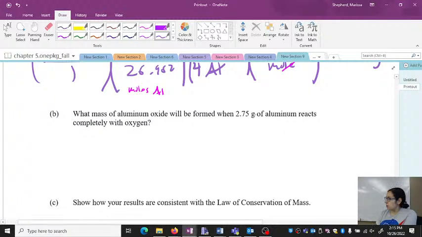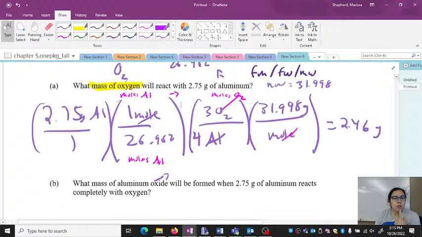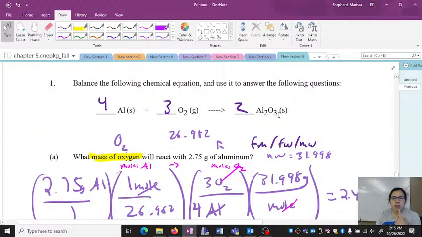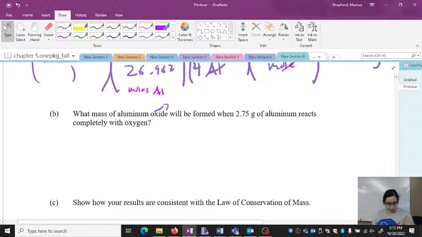Take a minute or two. We're starting to run out of class time. Take a minute or two. What's the formula of aluminum oxide? Get that molecular weight.